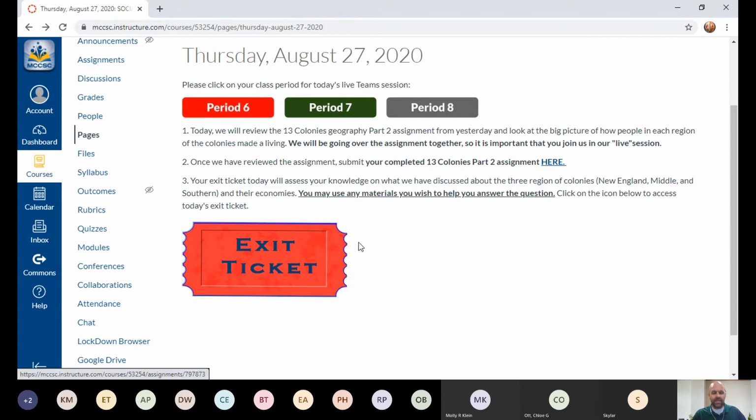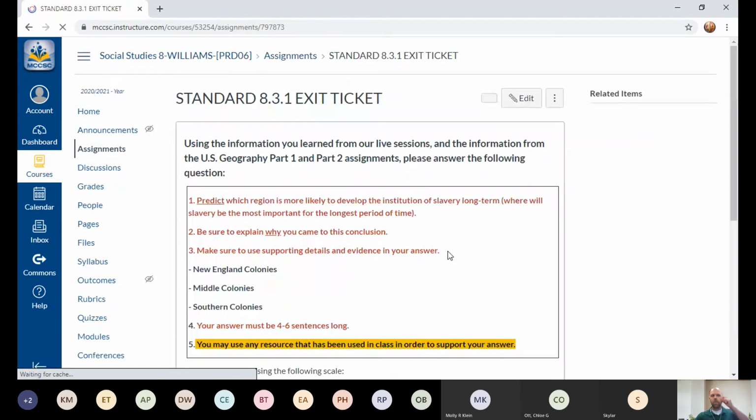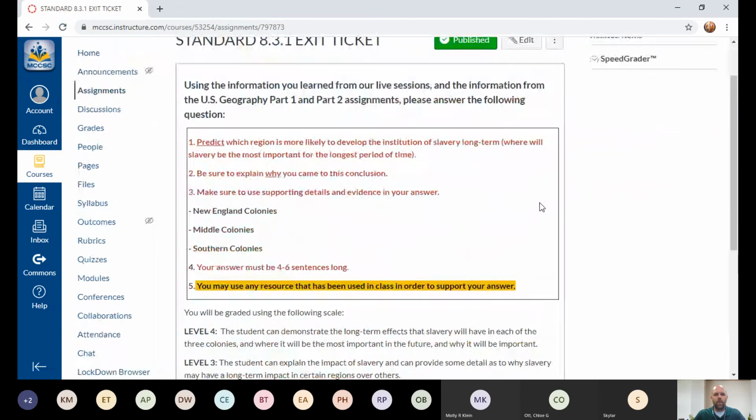Now, this exit ticket is going to be an assessment. I don't want that word to scare you, but notice that I put right here this thing that's underlined. You may use any materials you wish to help you answer the question. Okay, so everybody click on the exit ticket. Click on this icon at the bottom.